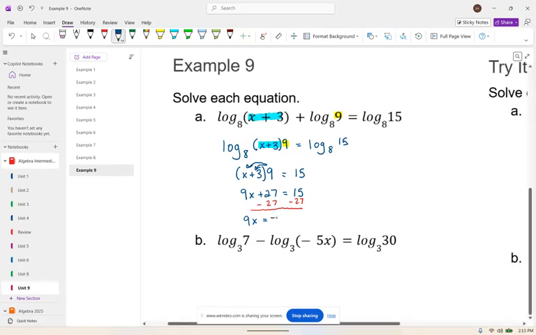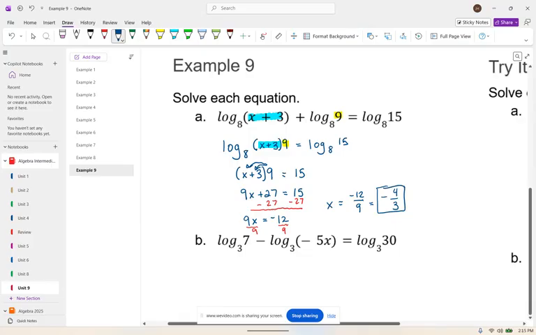It's negative 12. Divide both sides by 9. And I end up with x equals negative 12 divided by 9. This simplifies down. I can put it into Desmos. It'll simplify it for me. But this simplifies down to negative 4 over 3. So that's the product property.